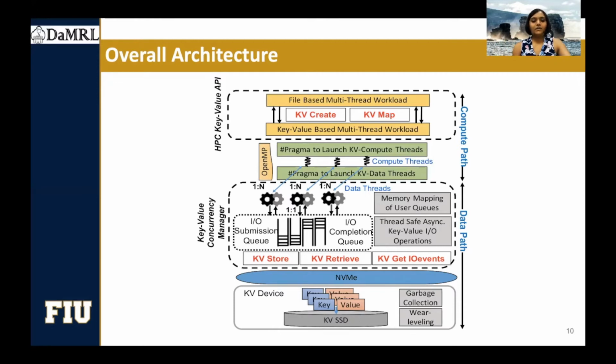So we designed multiple submission and completion IOQs and its management framework to ensure correct memory mapping of user queues, as well as the thread safe asynchronous key value IO operations within the KV device, ensuring that everything works in parallel as we expect. But along with parallelism, we also ensure that we get the data actually what we want, or we are able to write the data that we want to write on the device.